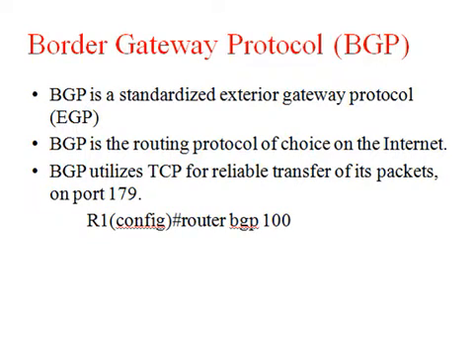BGP is nothing but Border Gateway Protocol. BGP is a standardized exterior gateway protocol. BGP is the routing protocol of choice on the internet. BGP utilizes TCP for reliable transfer of its packets, on port 179. This is the example for enabling BGP.